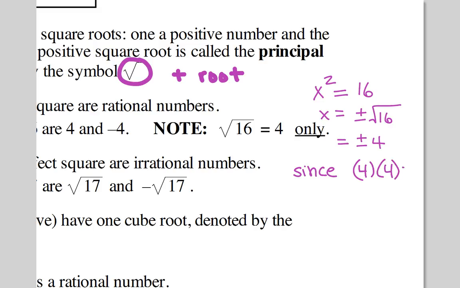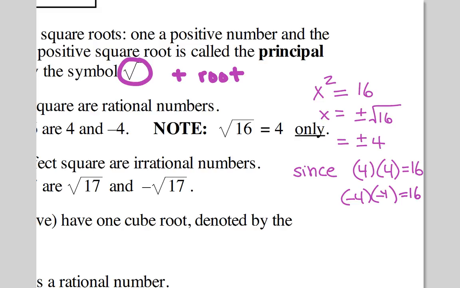Since 4 and 4 makes 16, and negative 4 and negative 4 makes 16. Okay, so there's two answers to this equation here, x squared equals 16. And that's going to be true for all square roots. So you need to get into the habit of putting plus or minus before your root sign. Okay? This is going to be an important detail for this course.